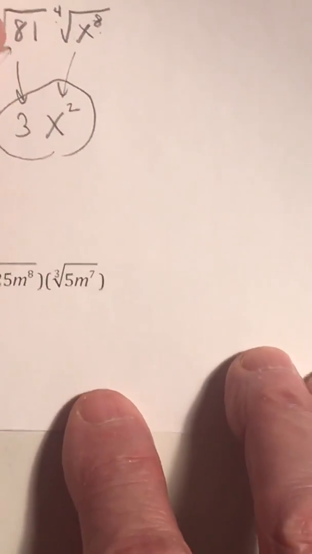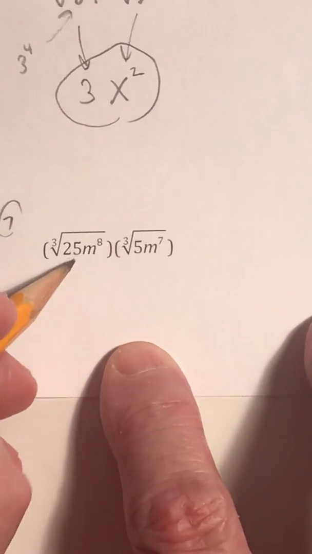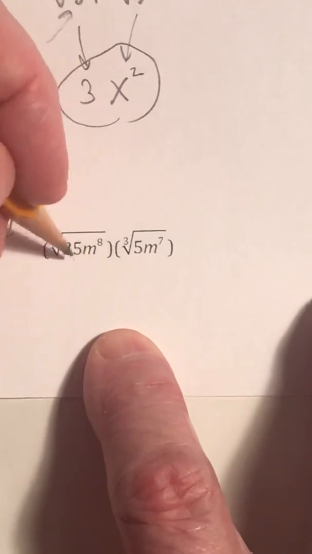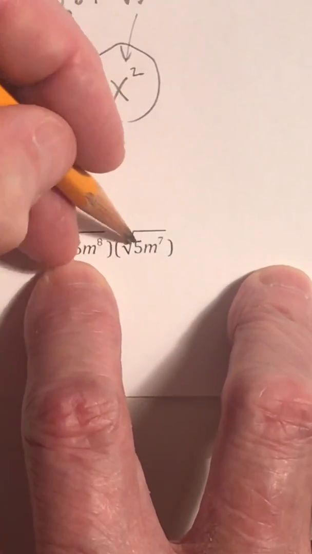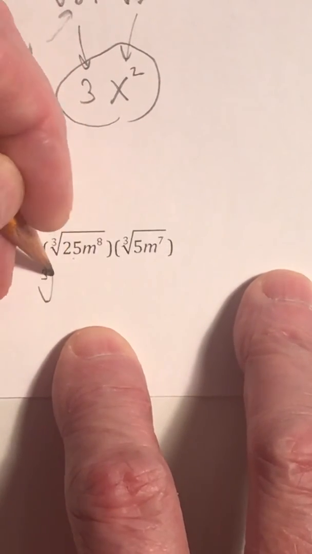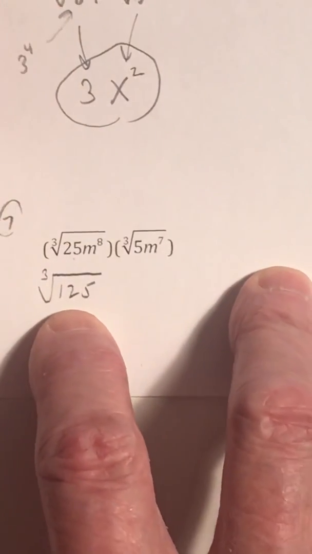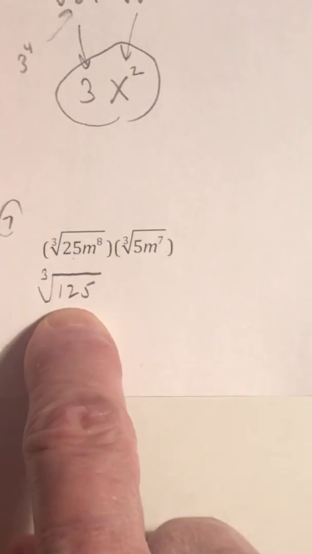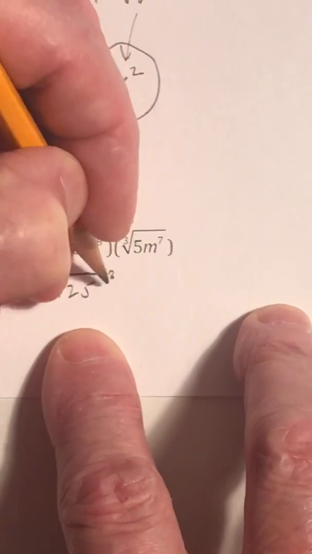And now we're down to number 7. It's cube root times cube root again. So we can multiply these together, and we will, because neither 25 nor 5 is a perfect cube. If I multiply them together, I get cube root of 125. That is 5 to the third. So we like that. And for the variable part, what do we got?